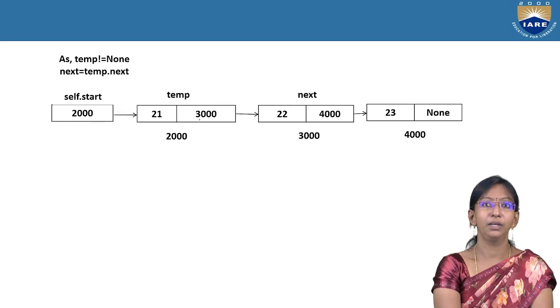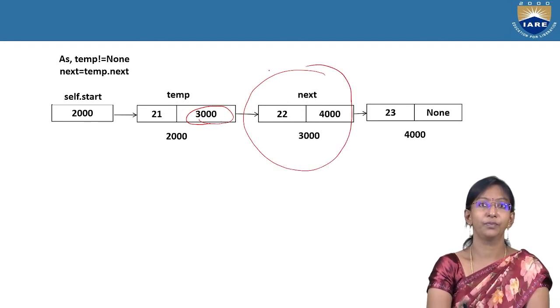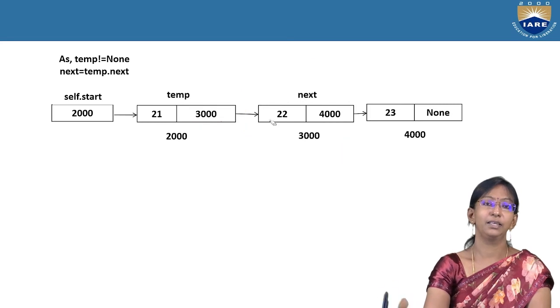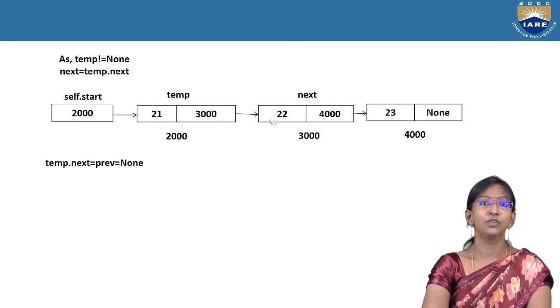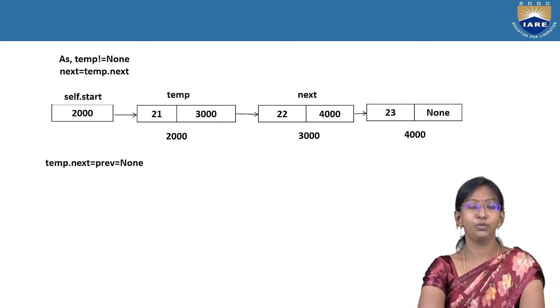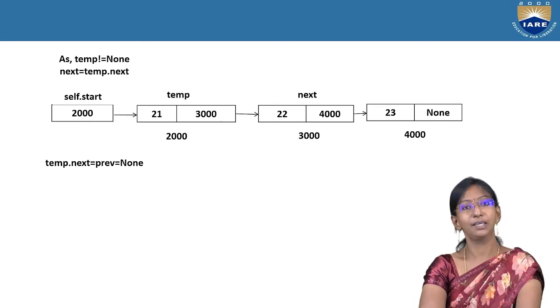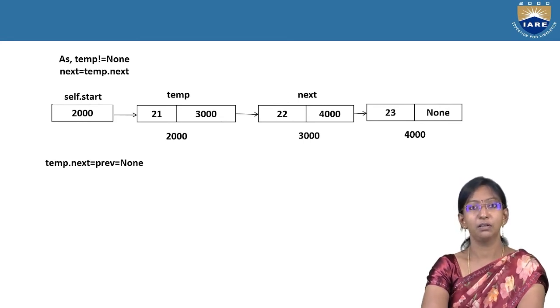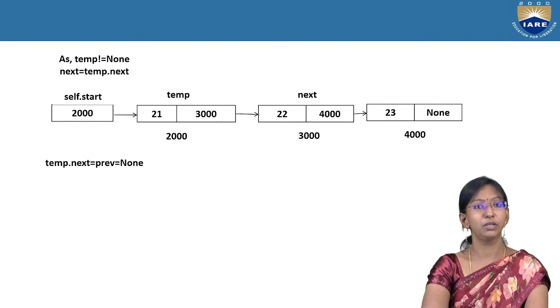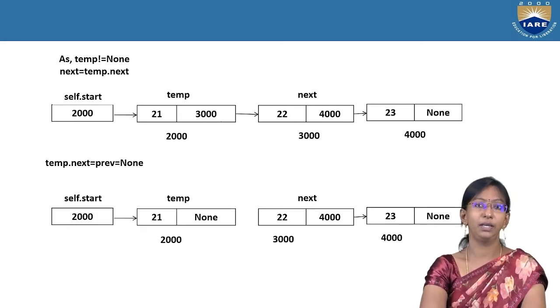Have a look. Temporary's next part is 3000, and the node which is at location 3000, I have named it as next. So I'm going to store the content which is present in previous in temporary's next. What is the content present in previous? It is None. I'm going to store it in temporary's next. That is, 3000 will be overwritten by None.